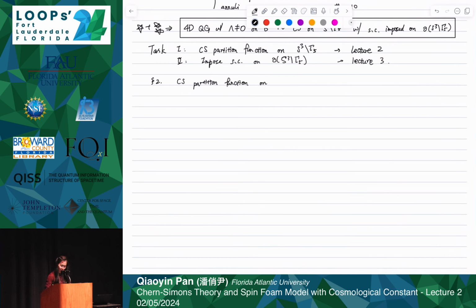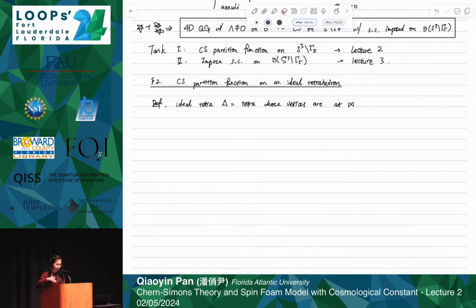on an ideal tetrahedron. And what is an ideal tetrahedron? Let me first give you a definition. An ideal tetrahedron, I will denote it by a triangle, and it's a tetrahedron whose vertices are located at infinity. To represent it, I would represent it by truncating vertices.